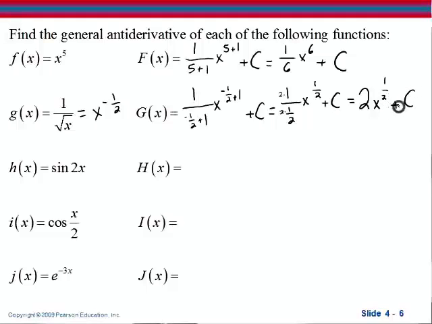Now, of course, for the plus c, the derivative is going to be 0, but if we look at this part, we'll have 1/2 times 2 is 1, and subtract 1 from the exponent, and we'll have x to the negative 1/2. Now let's look at this one.